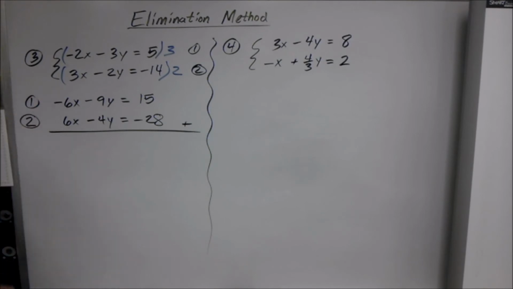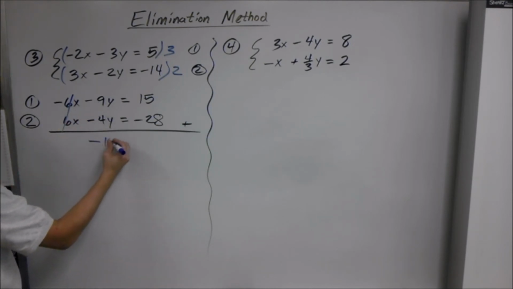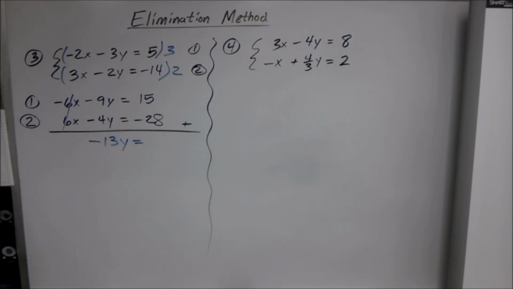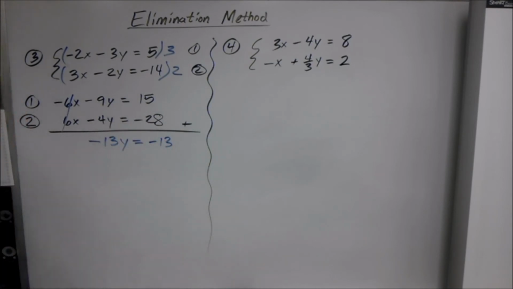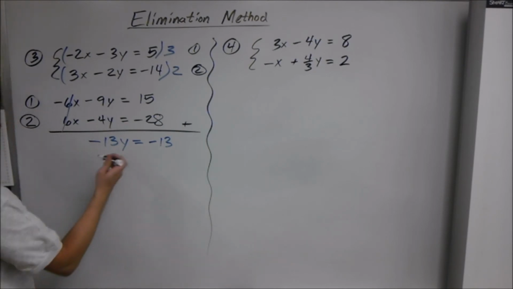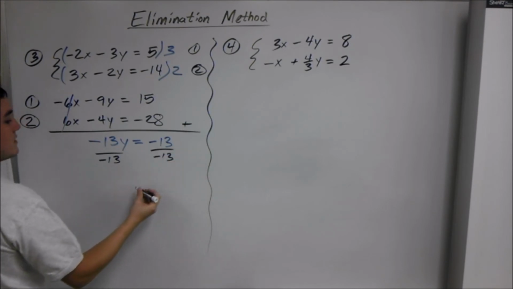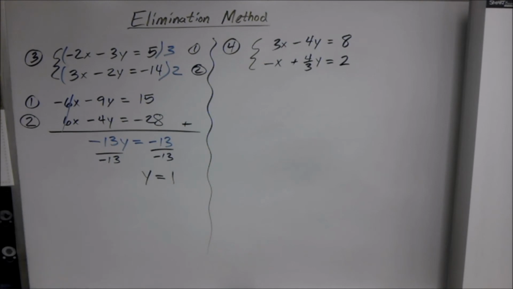Now, we were trying to cancel out the x's, and we did. Those go away. Negative 9y minus 4y is negative 13y equals negative 28 plus 15, or 15 minus 28, is negative 13 as well. So, last step, we divide by negative 13, and we get y equals 1. That's our y value.